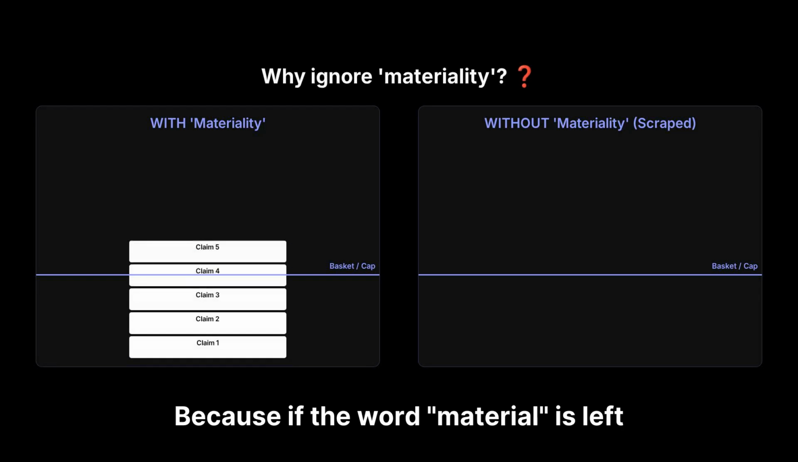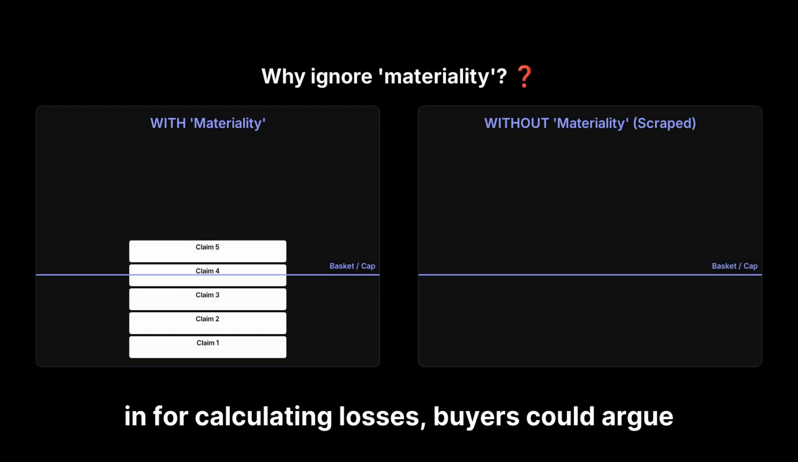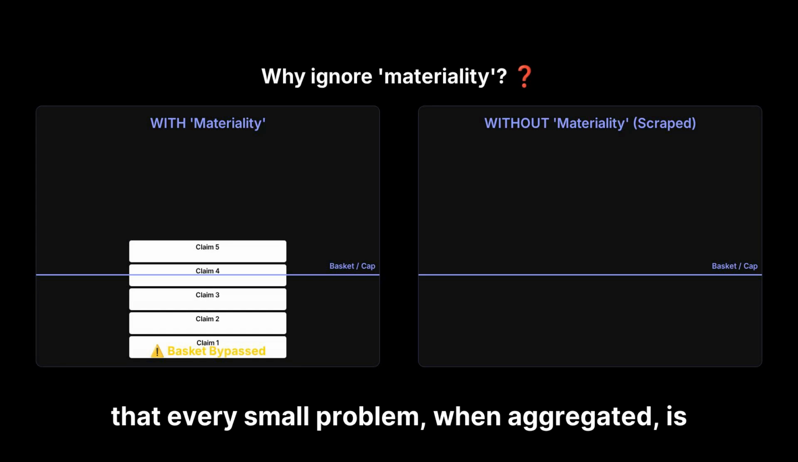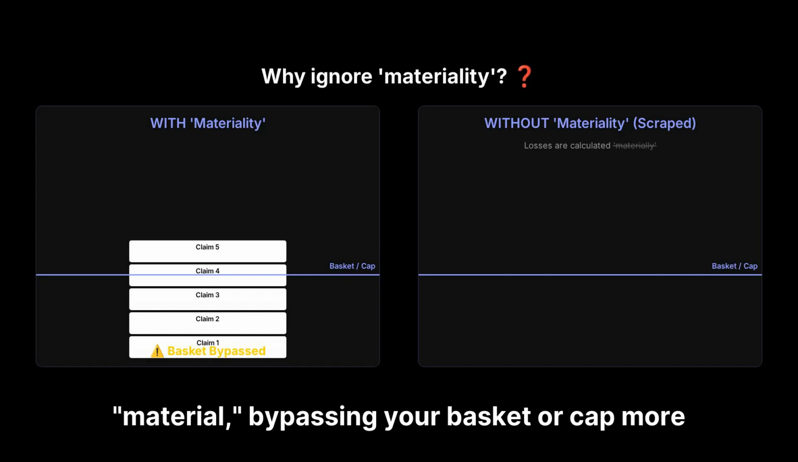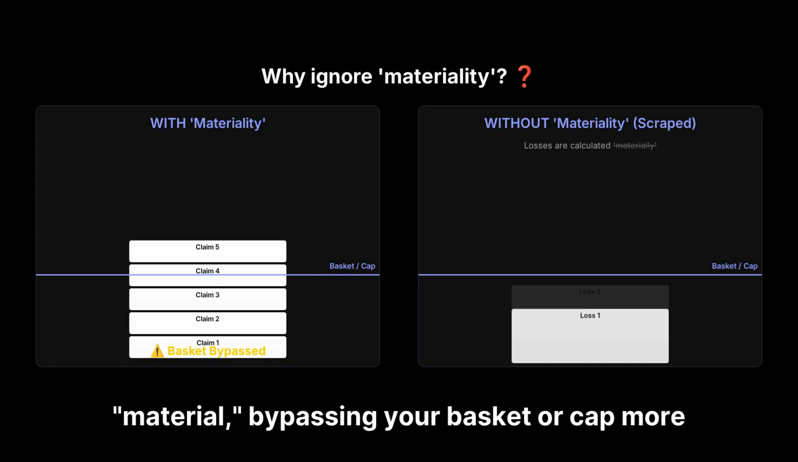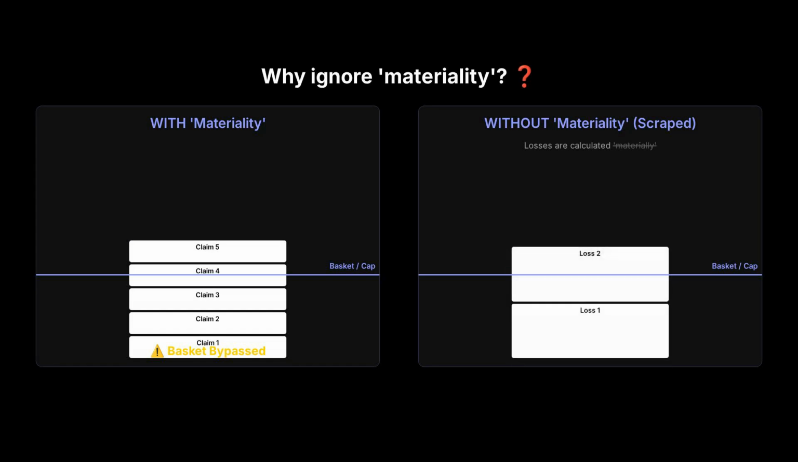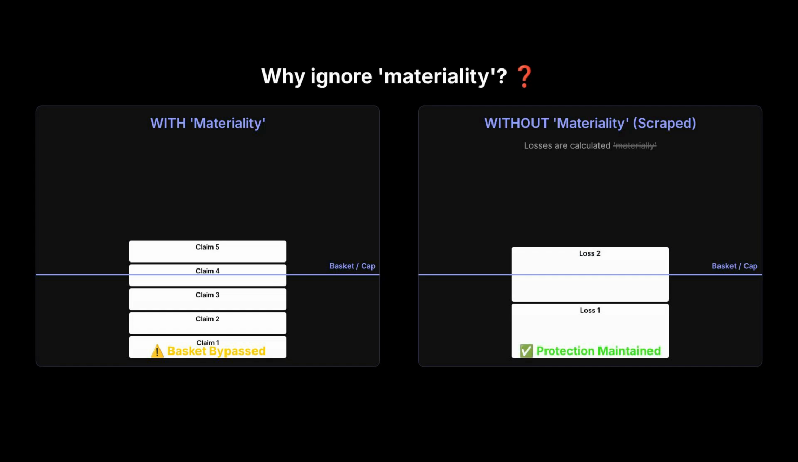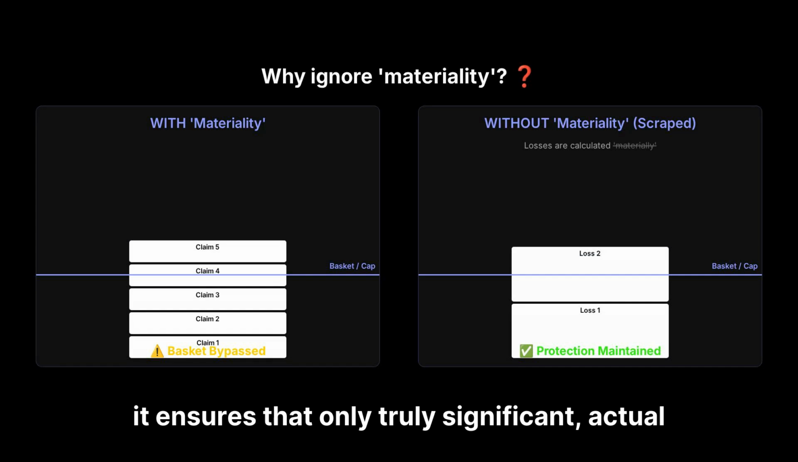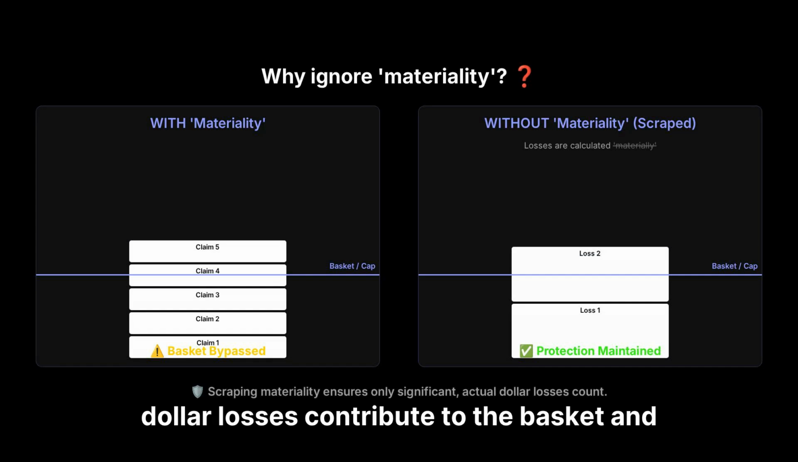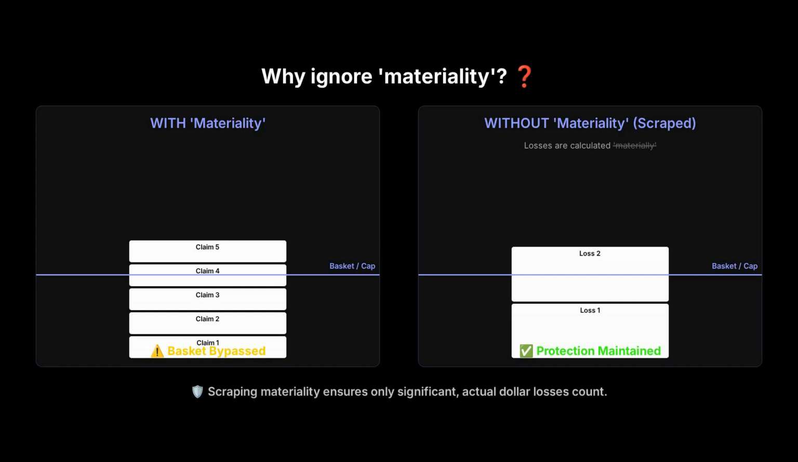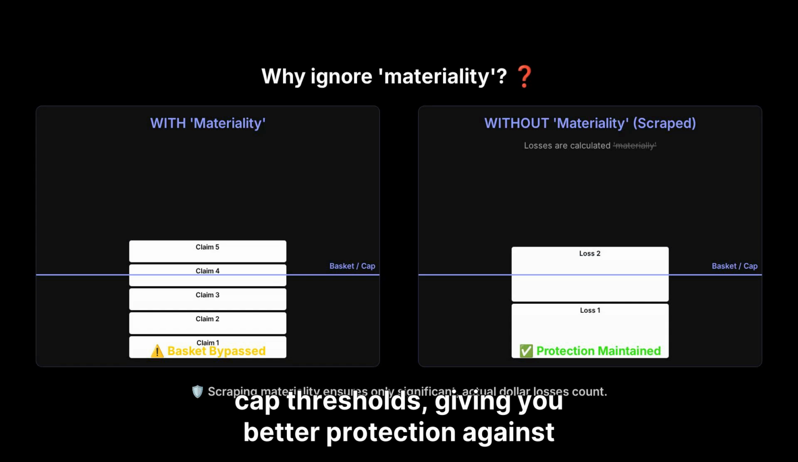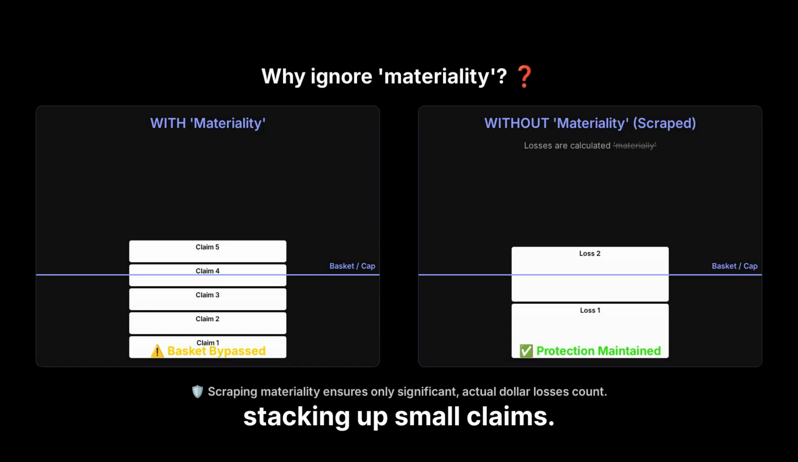Because if the word material is left in for calculating losses, buyers could argue that every small problem, when aggregated, is material, bypassing your basket or cap more easily. By scraping materiality out when calculating losses, it ensures that only truly significant actual dollar losses contribute to the basket and cap thresholds, giving you better protection against stacking up small claims.